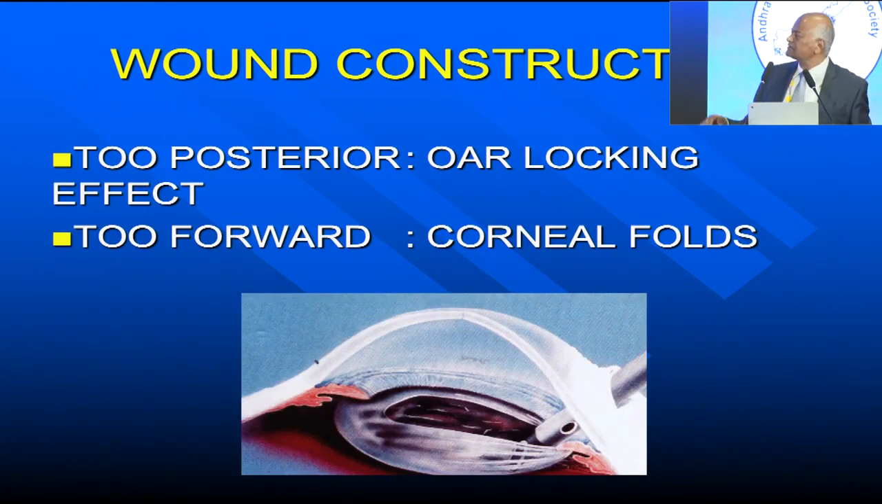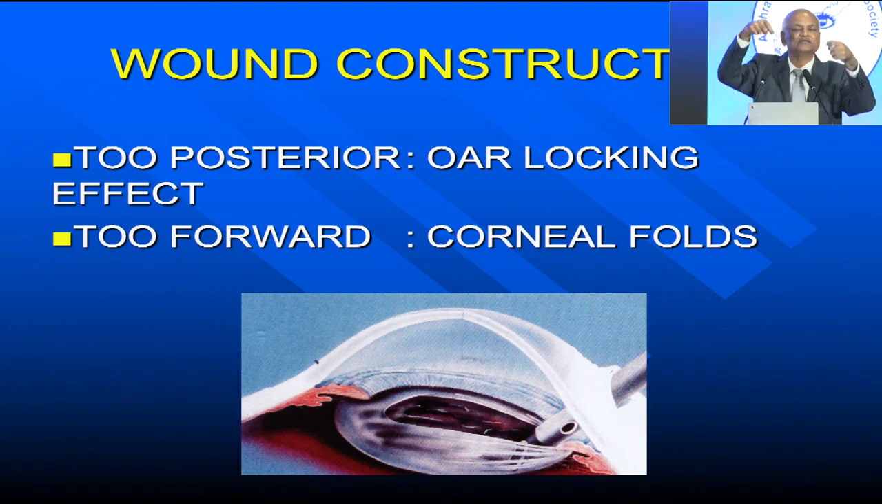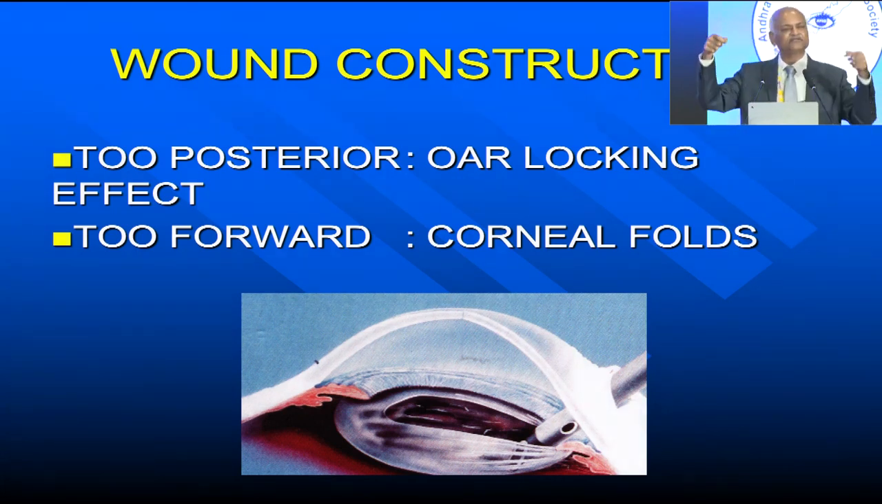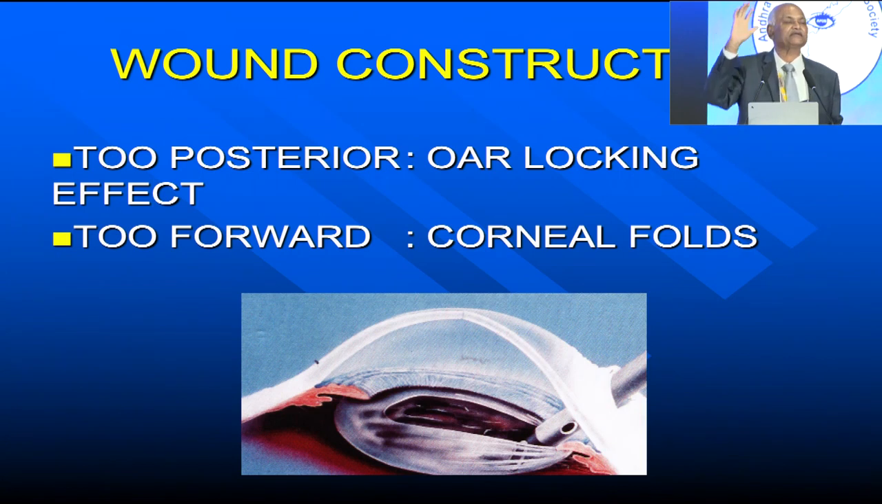Now what happens if it is too posterior, when it goes 2.3 millimeter behind, then it is very difficult, because the nucleus is inside the tunnel, so nothing is seen. Edges of the nucleus are seen in, but the outside edge is not seen, and so you are unable to remove the nucleus. And too forward.